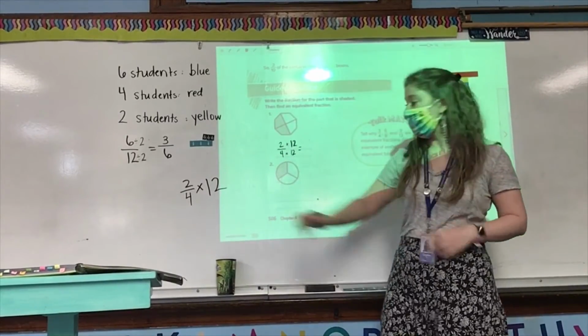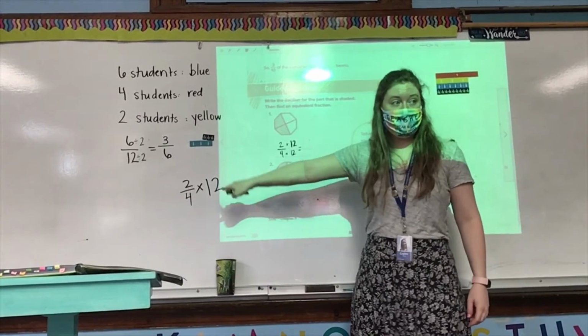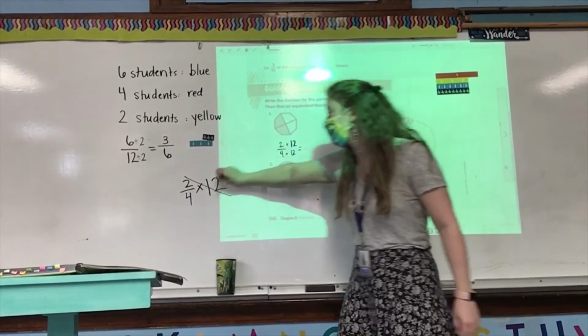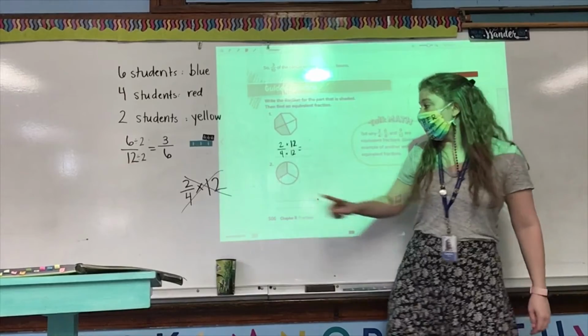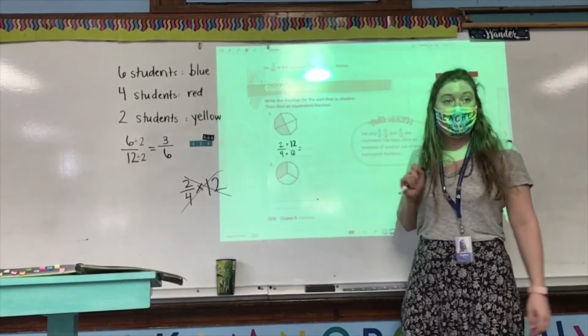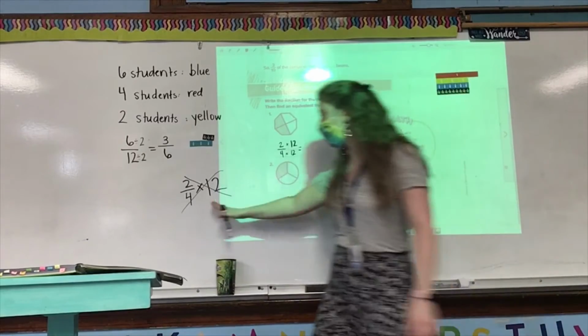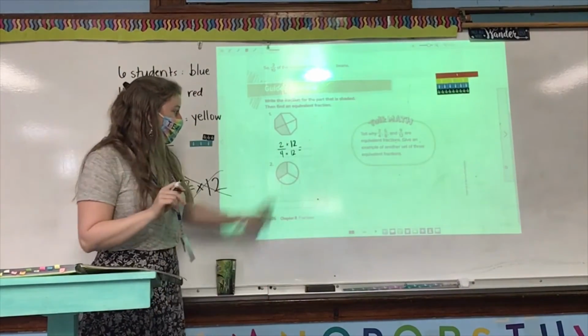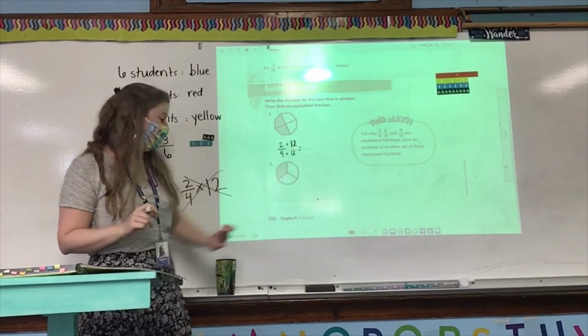This is not the same thing. This is not how we write it. If I see you writing 2/4 times 12 equals whatever, I'm going to count you off because 2/4 times 12 does not equal whatever this equals.